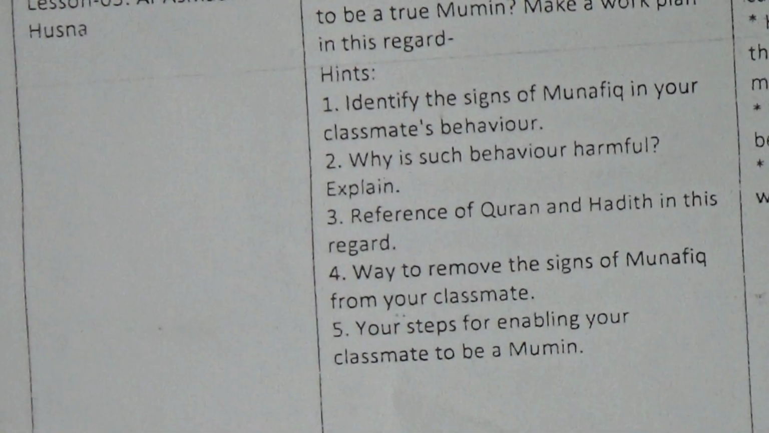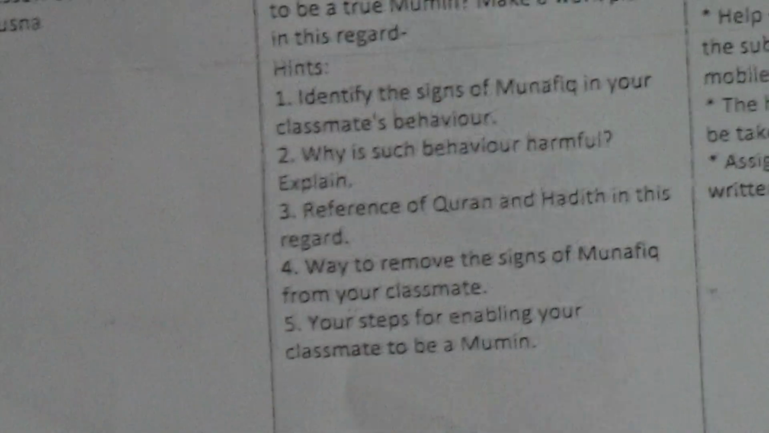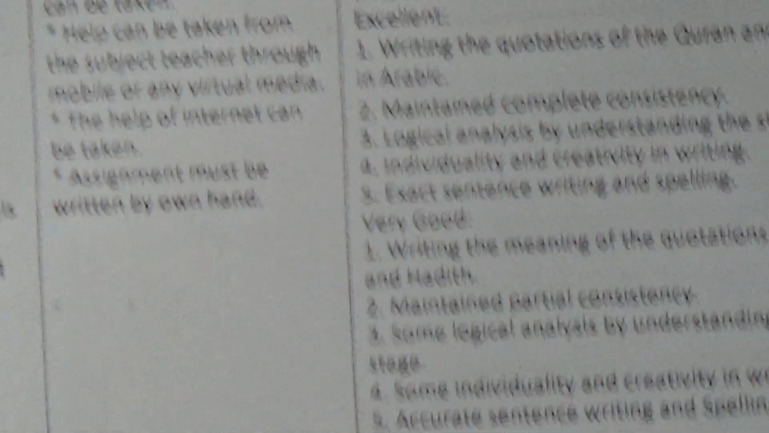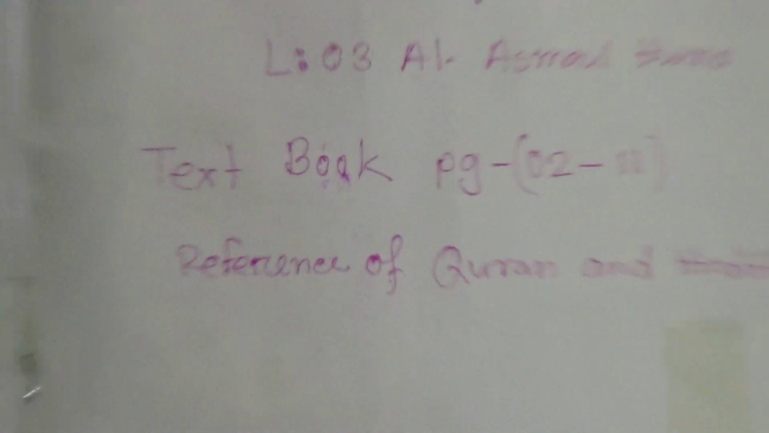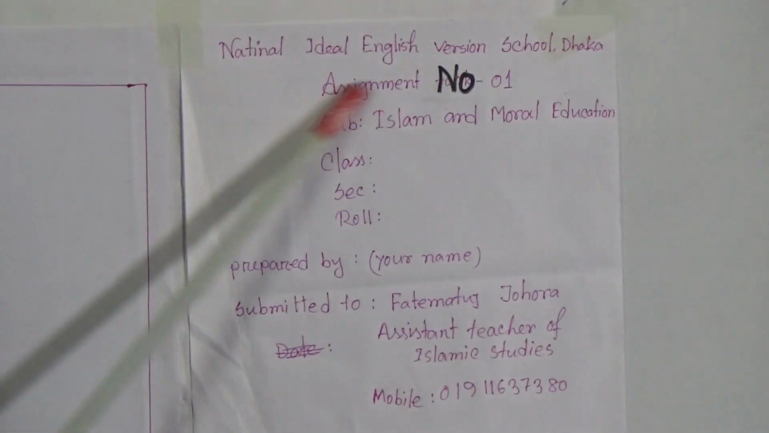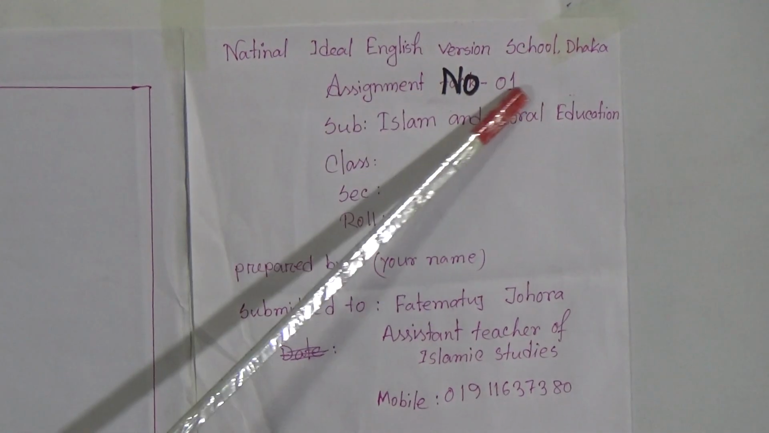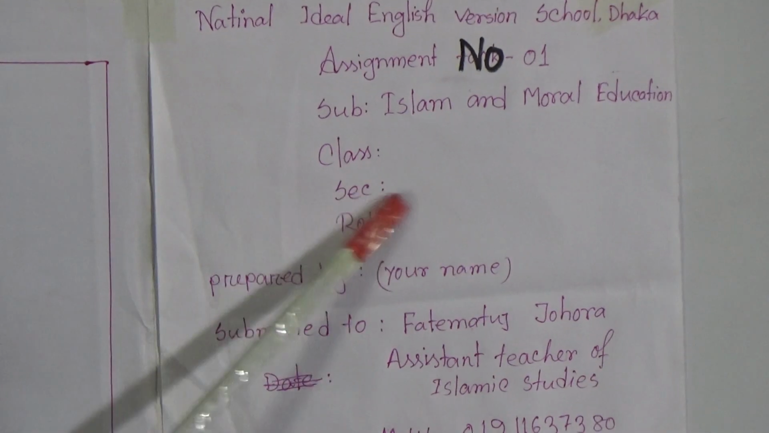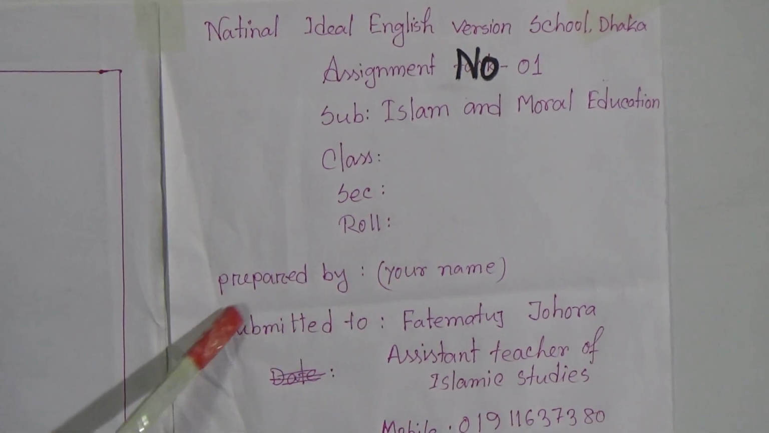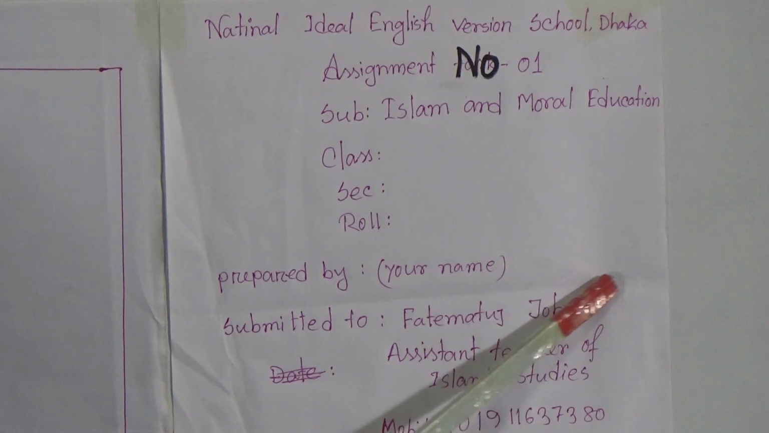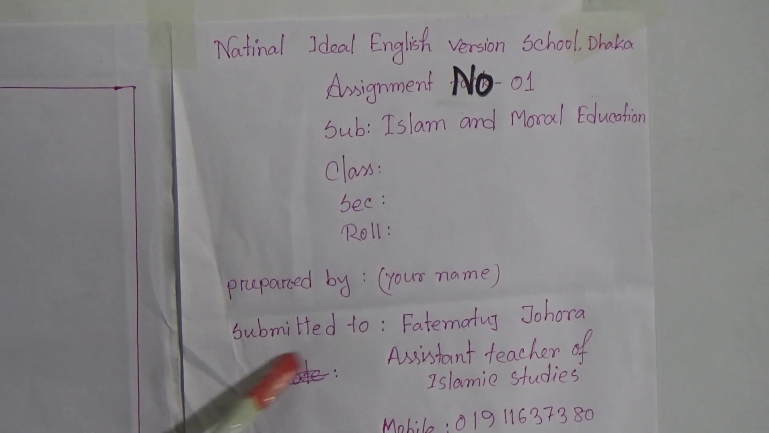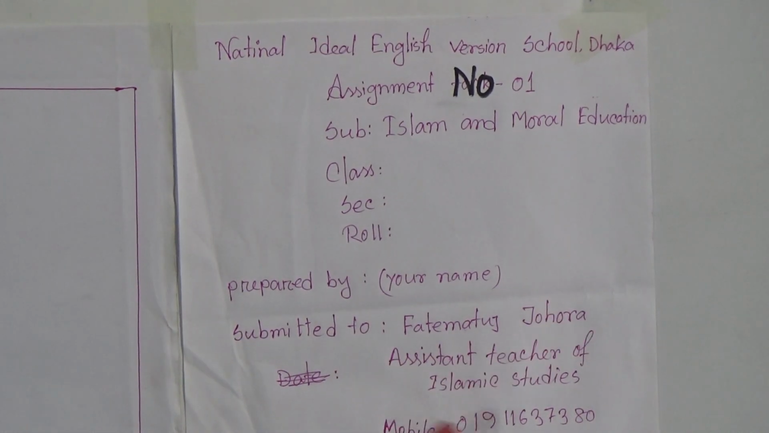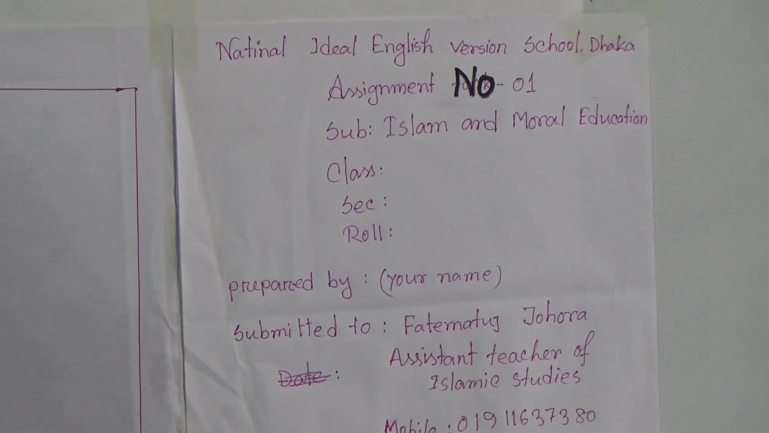Now come to the answer, dear students. How will you write the answer? Here is the front page of your assignment. The front page will be like this. You have to write the name of this school, and it is assignment number 1, and you have to mention the subject here, your class, section and roll here, and prepared by, your name should be here. And submitted to, this is my name here, and here is my designation, and here the mobile number, and here the date. The date will be the submission date.